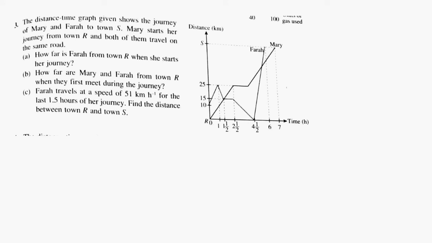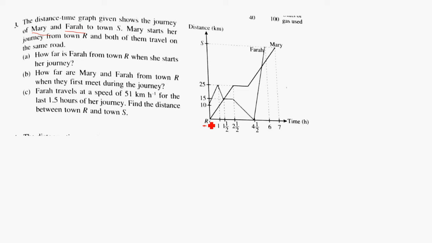the distance time graph given in the diagram shows the journey of Mary and Farah. So there are two persons here, and the diagram also labeled the graph for each of them. This line is for Farah and this line is for Mary. Mary starts her journey from town R. Where is R? Here is R. So that means Mary starts from here. R is the name of the town.